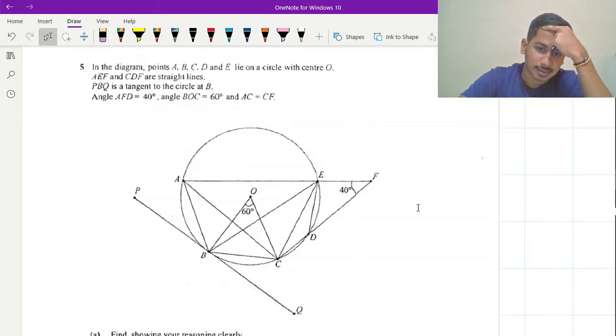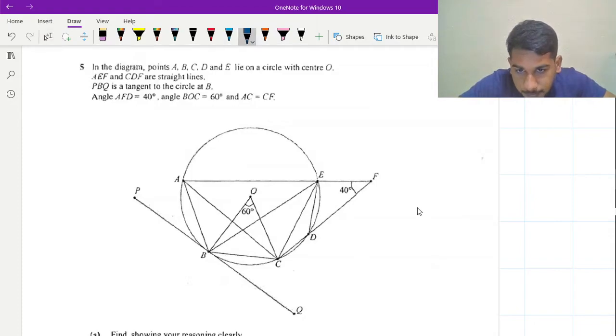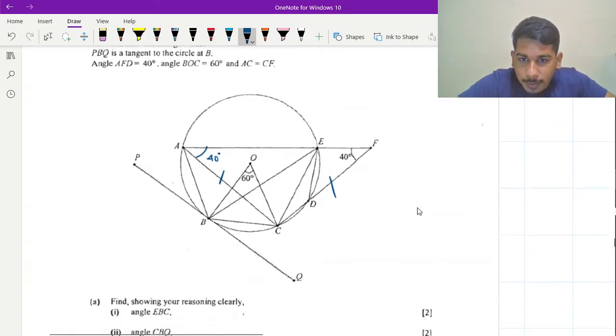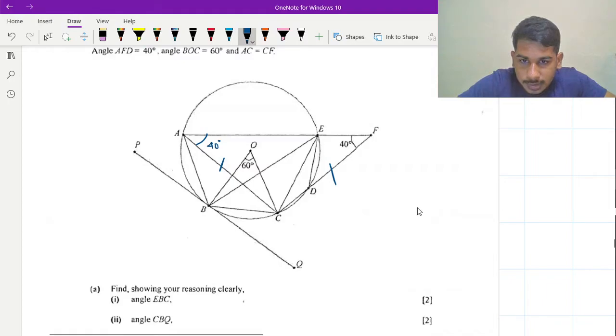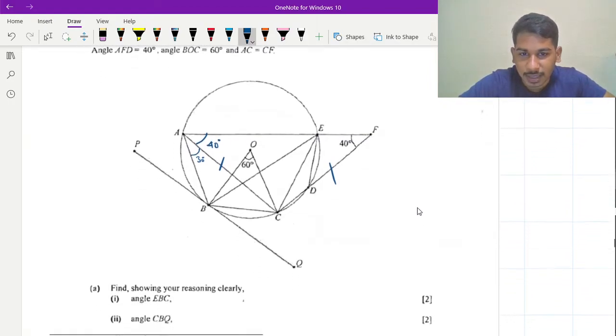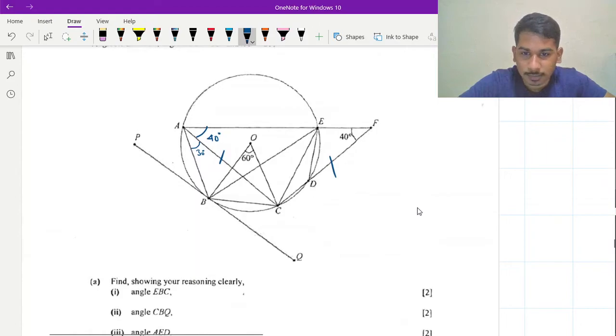AC is equal to CF. I need to write that down. Where's CF? Okay, so isosceles triangle, 40 degrees. This is 180 degrees. It's 30 degrees, because angle at the center is equal to angle at the circumference. I should stop doing that. I remember telling my secondary school staff, like, just don't write it down.